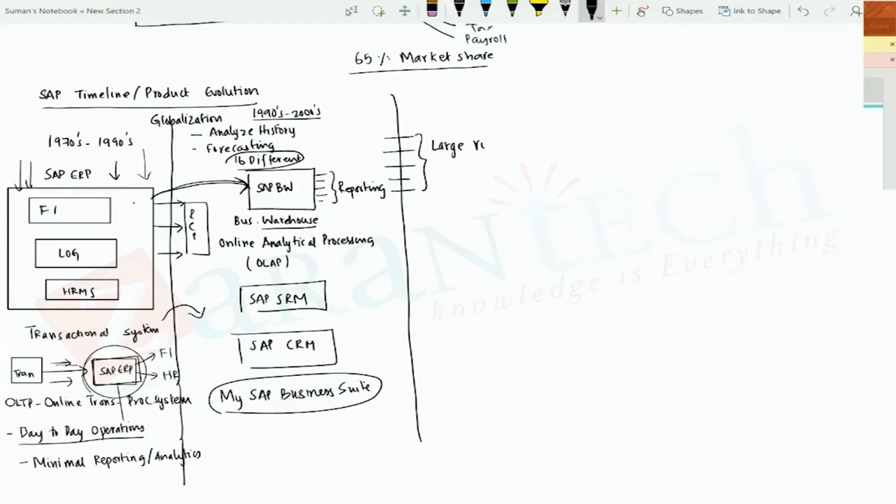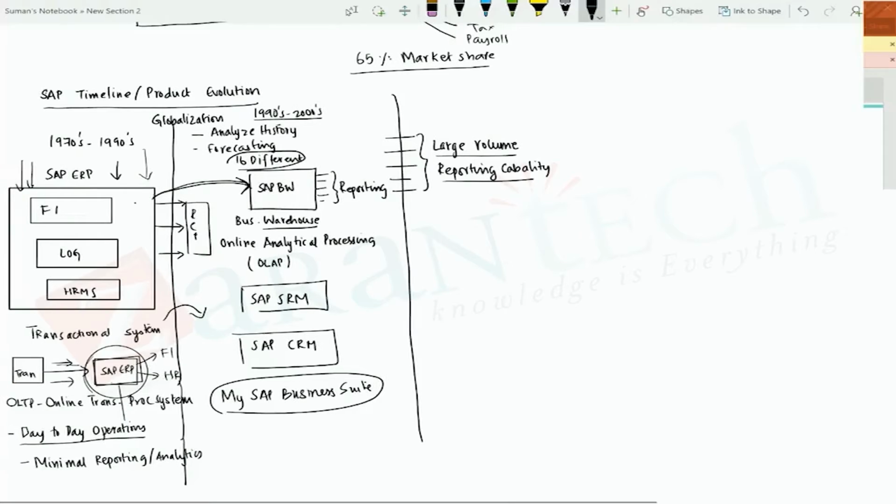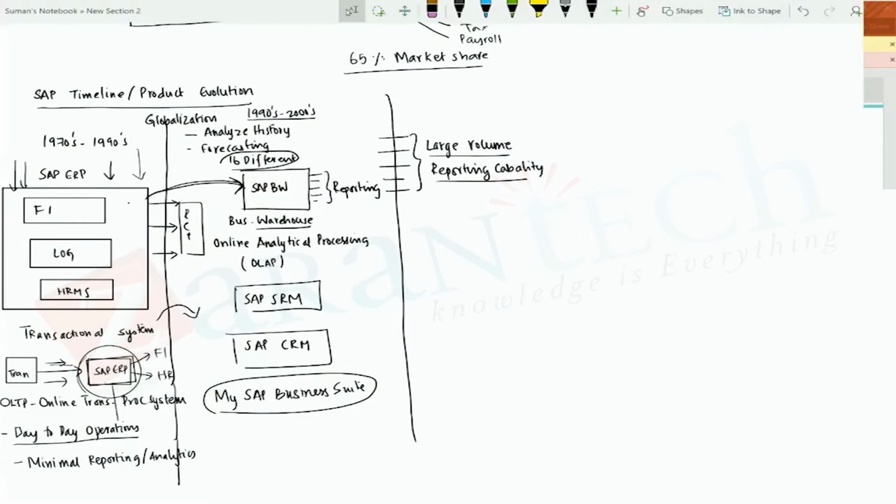I'm now talking about historical data, right? Several terabytes of information to be stored in the system. And I should have great reporting capabilities on this large volume of data. When I look at these two challenges, SAP BW was falling a little short. The reason is, as I try to load a significant amount of data into the BW system, two issues happen.